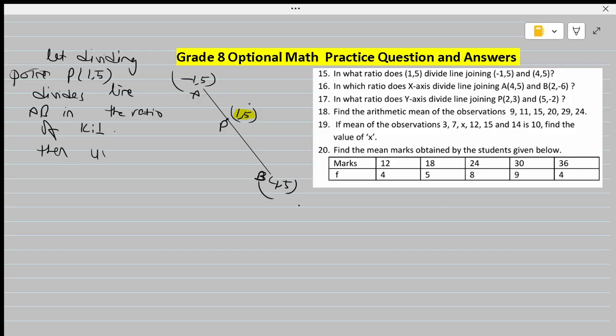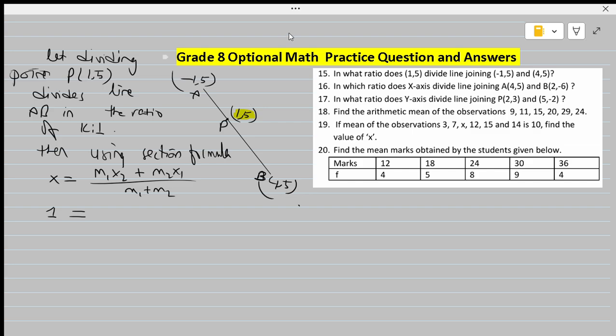Say, then using the section formula, both values which you take, by taking of x or by taking of y, the result of the ratio should come the same. Okay, so I go with x equal to m1 into x2 plus m2 into x1 divided by m1 plus m2. So here the dividing point for x is 1, and then the values of x1, x2.